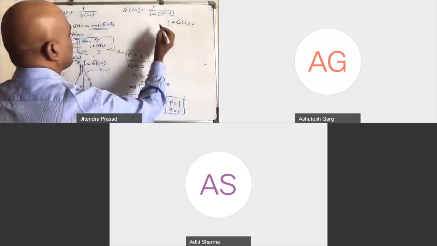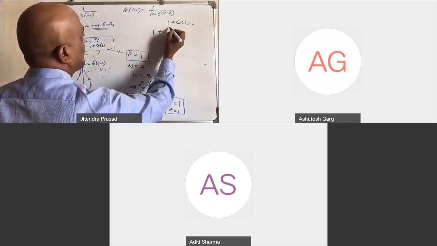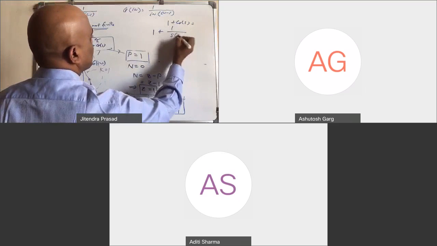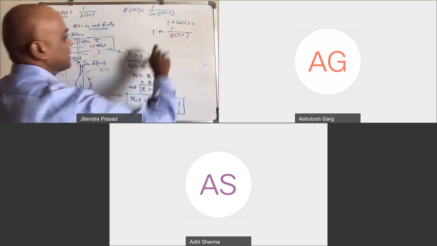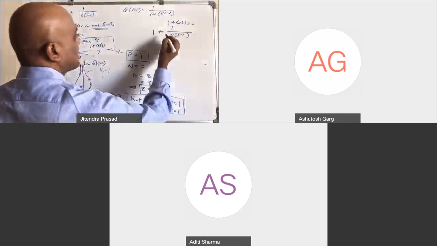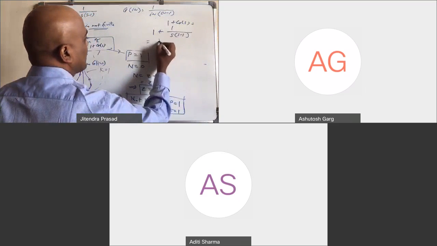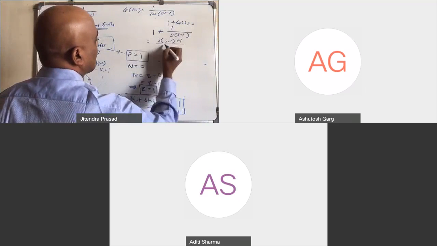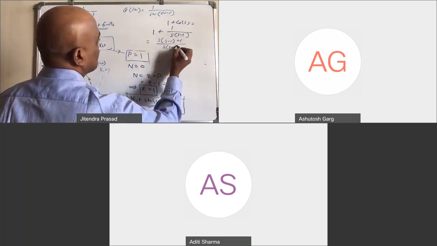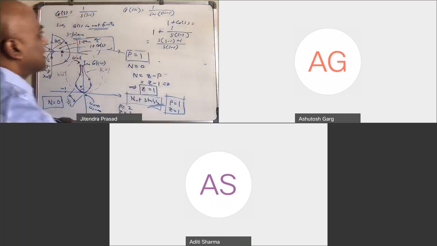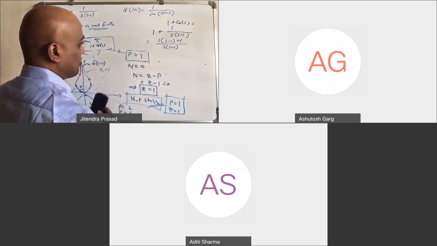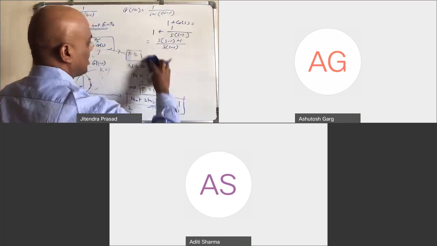So 1 plus G(s) becomes what? 1 plus, and you get 1 over s minus 1. This will explain a few things. So what you get is (s minus 1 plus 1) divided by (s minus 1). Now this is what we're talking about when we say number of poles and number of zeros, what really is the meaning of that.